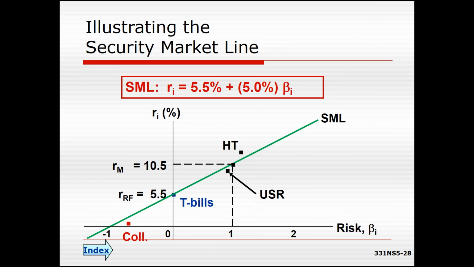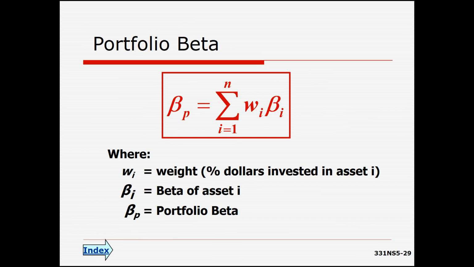Plotting these values on the security market line, we see that high-tech plots above the line since it's expected to return more than required. U.S. Rubber and Collections plot below the line. So what will happen? Price pressure from trading will force high-tech down and Collections and U.S. Rubber up, because they all should plot on the line. Notably, CAPM is applicable to an individual asset or to a portfolio. If we have a beta, we can use CAPM.